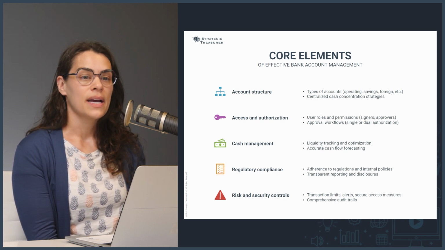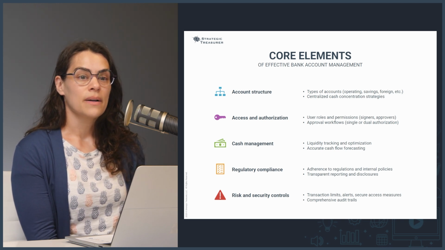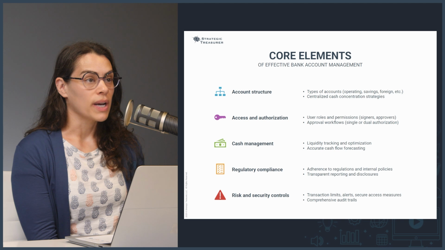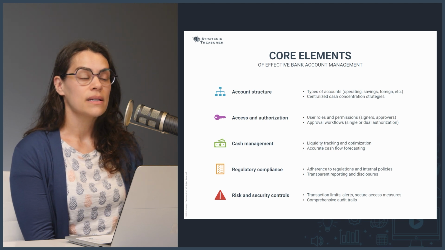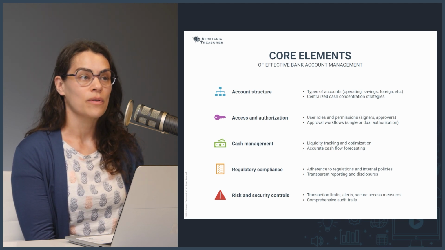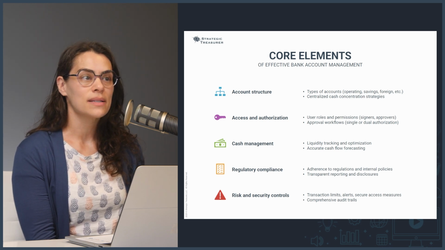Regulatory compliance. Are you able to easily adhere to regulations and internal policies? Do you have transparent reporting and disclosures? What's the ease of getting that information out? Will it take you days, hours, minutes?